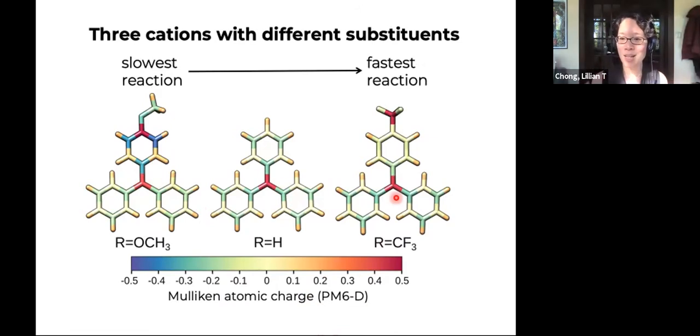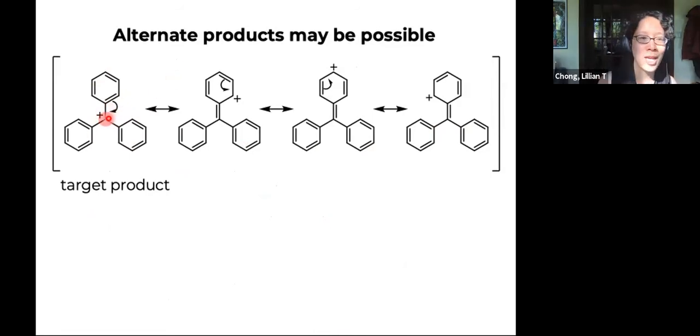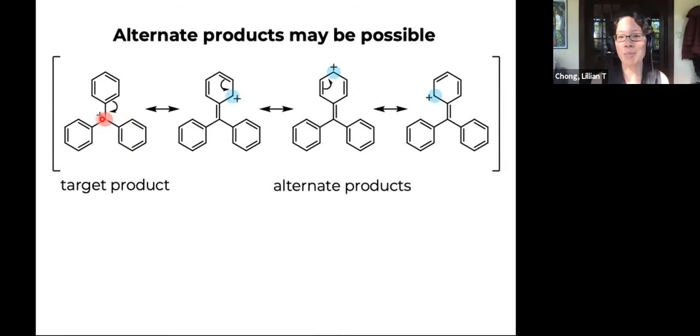And also back in college organic chemistry, we learned that a charge could be delocalized as illustrated by resonance structures. These are resonance structures for that unsubstituted carbocation. You have the positive charge at the central carbon here, which is what we think of as the target product when the azide anion adds to this central carbon. And then these are some alternate positions where alternate products might form, shown in blue here.